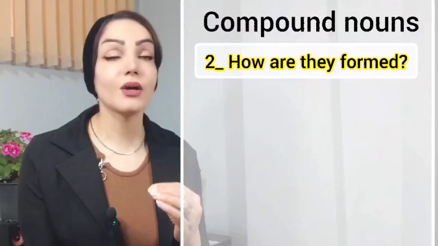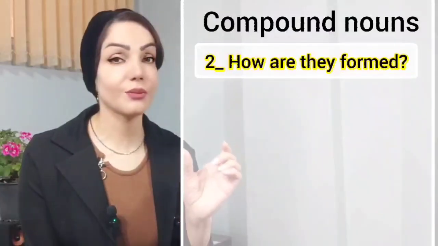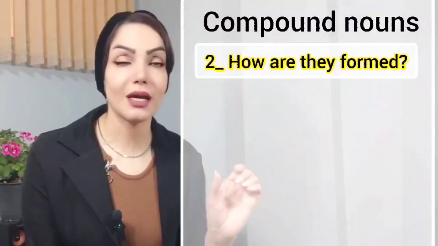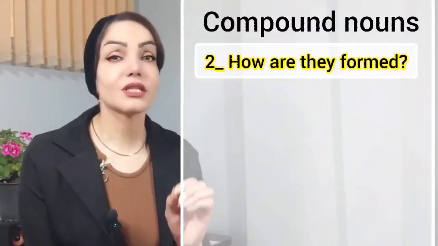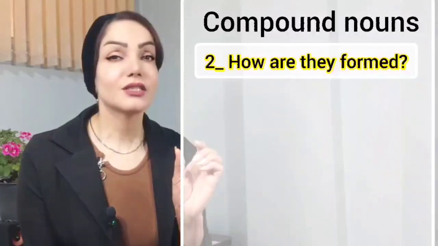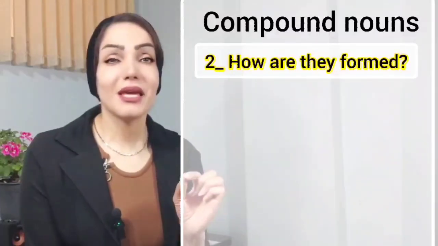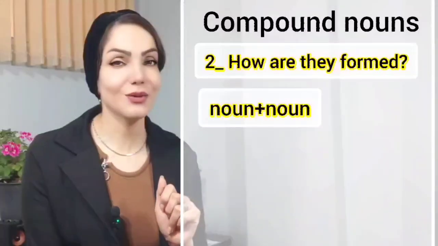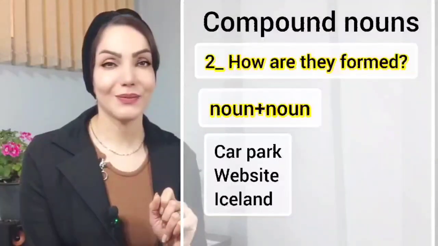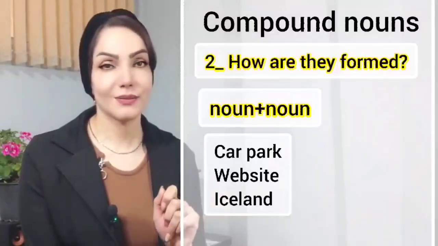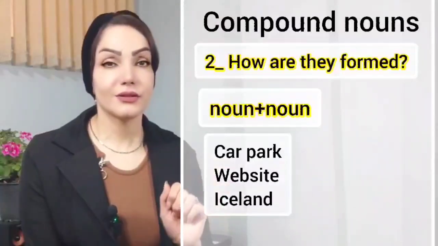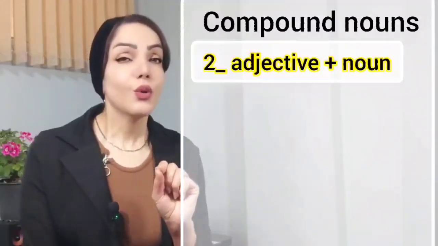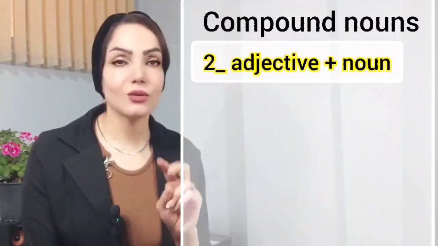And now we're going to talk about the structure of compound nouns and how we make compound nouns. Compound nouns can be formed in different ways. Firstly, we make compound nouns by putting two nouns together. For example, car park or website, Iceland. Number two, a compound noun can be formed by putting an adjective and a noun together.